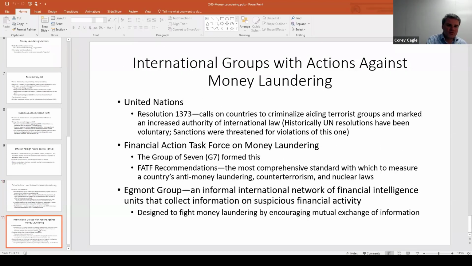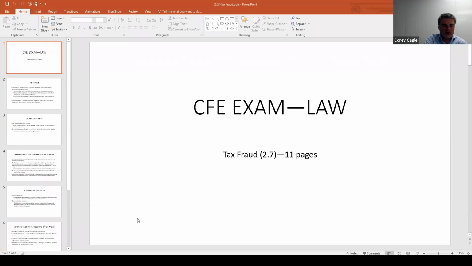And then some more groups that have actions against money laundering. We got the UN. We got the Financial Action Task Force on money laundering. There's something called the Egmont Group. So, yeah, figured it might be worth noting there. That pretty much knocks out money laundering. Questions, comments on that? This was quick, mainly because we have the background on this to where we don't have to dive too deep into it.